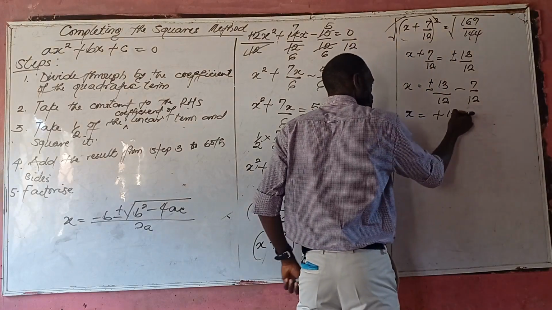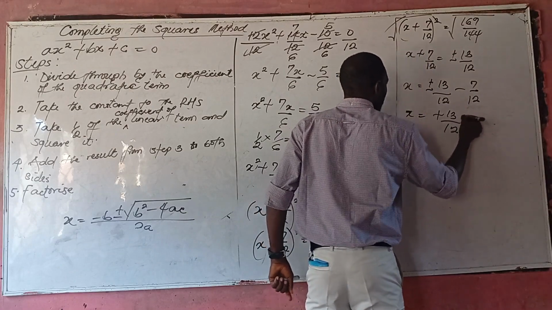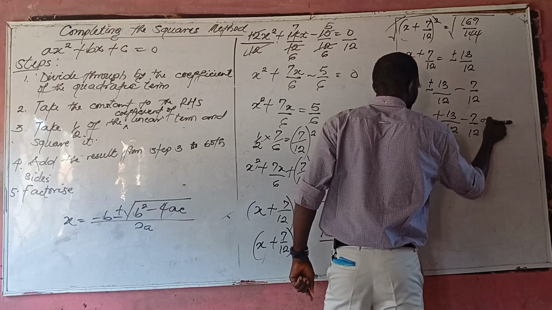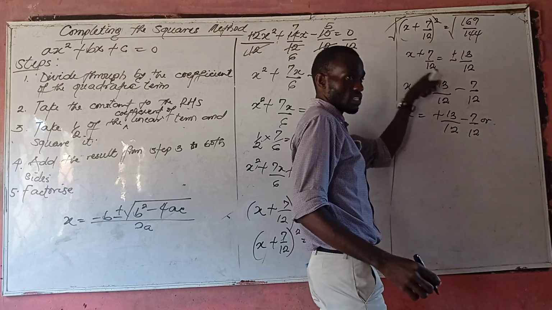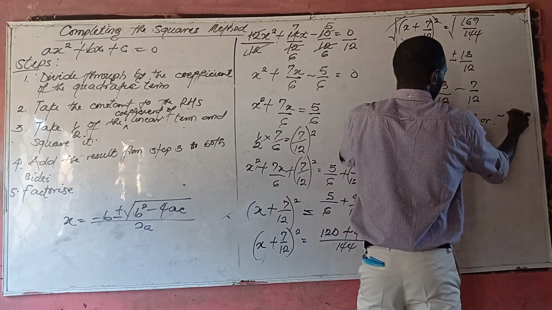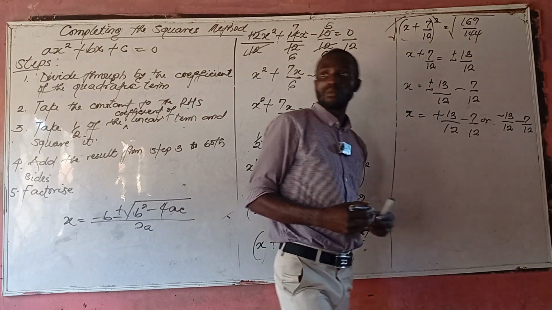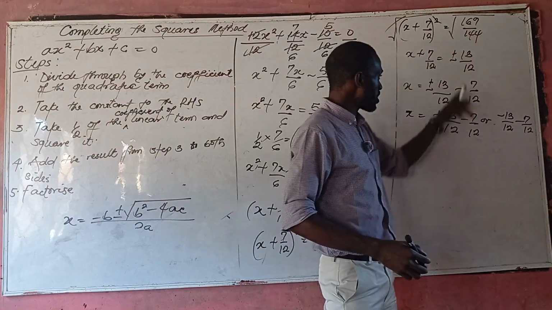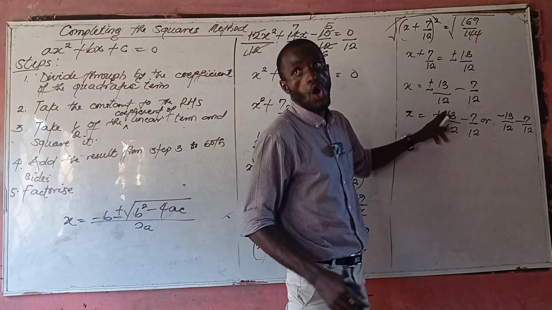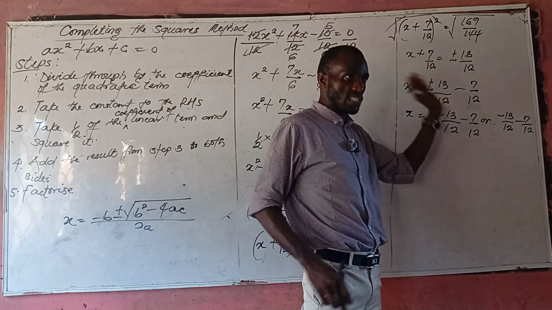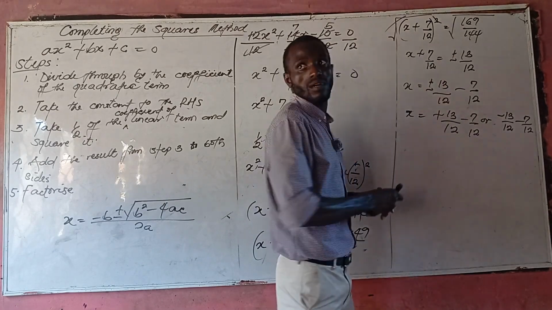X is equal to plus or minus 13 over 12 minus 7 over 12, because it's plus or minus this, right? Either x equals plus 13 over 12 minus 7 over 12, or minus 13 over 12 minus 7 over 12. What this means is that either you subtract this from plus 13 over 12 or you subtract it from minus 13 over 12. Is it clear? All right.